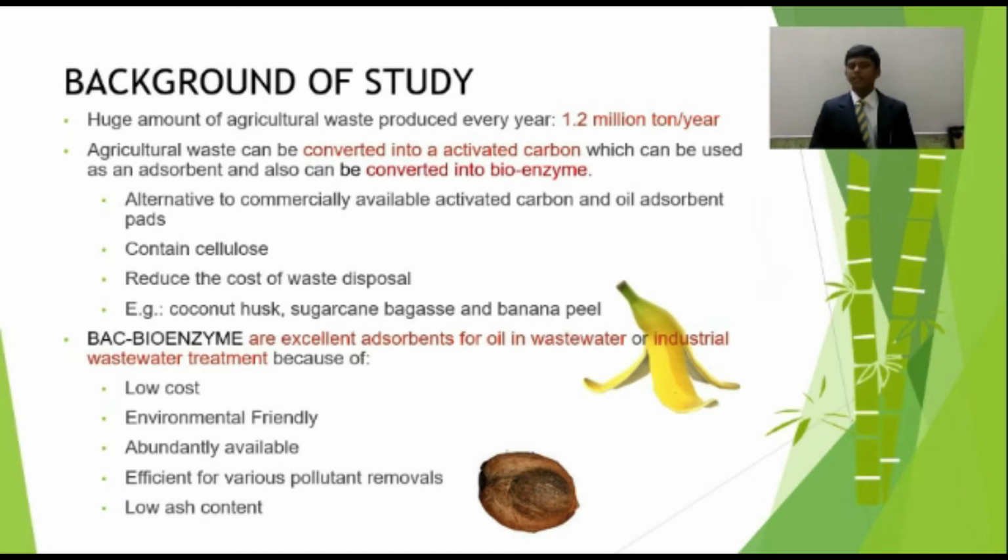These biomass activated carbon and bioenzyme can be an alternative to commercially available activated carbon and oil adsorbent pads, which are chemically synthesized. Moreover, the biomass activated carbon contains cellulose. Cellulose is the main substance found in plant cell walls and helps the plant to remain stiff and strong. Cellulose plays a main role in the adsorption process. Our team has used three types of agricultural waste to produce biomass activated carbon and bioenzyme, such as banana peel, sugarcane bagasse, and coconut husk.